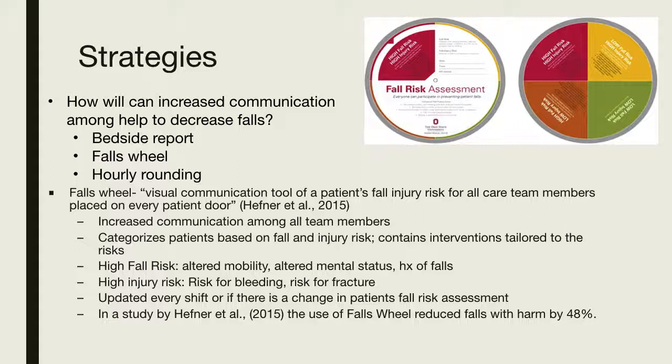For instance, a patient will be considered a high fall risk due to altered mobility, an altered mental status, or a history of falls. They may be considered a high injury risk due to risk for bleeding or risk for fractures. This tool is meant to be updated every shift or if there is a change in a patient's fall risk assessment so that it is up to date. In a study of 2015, the use of fall wheels reduced falls with harm by 48%.